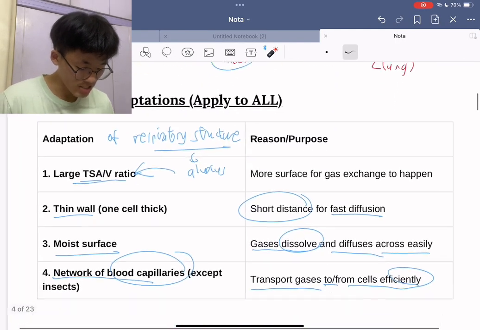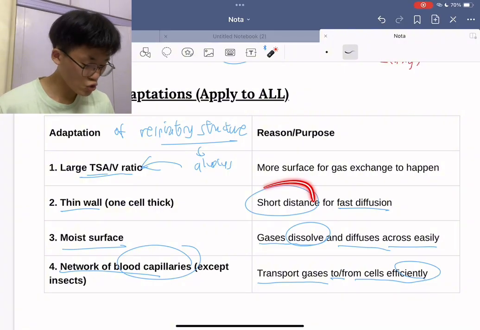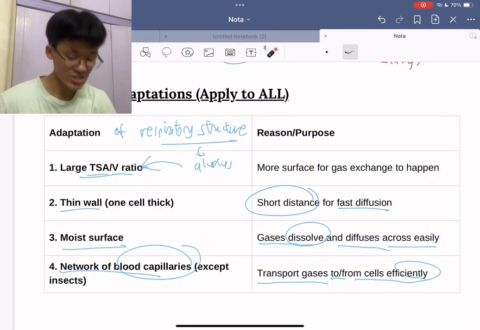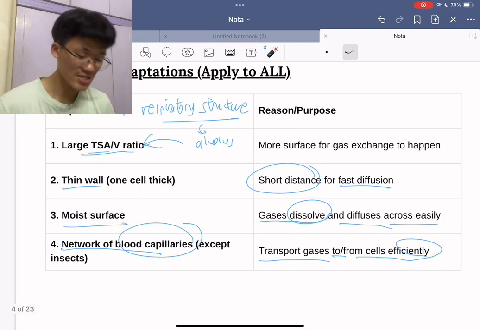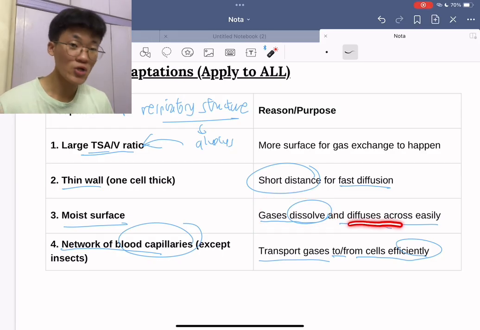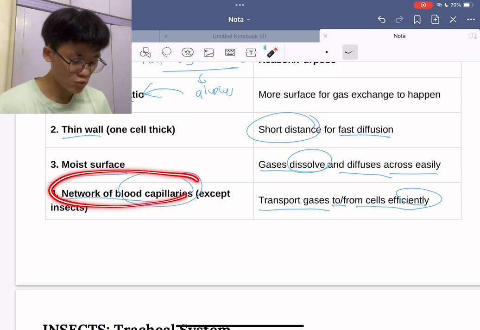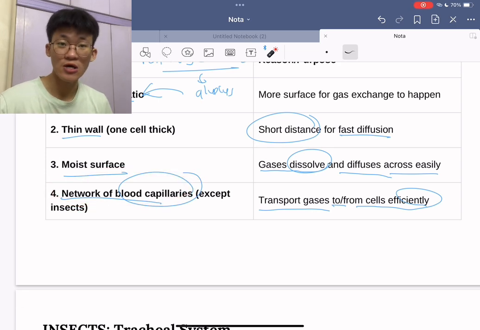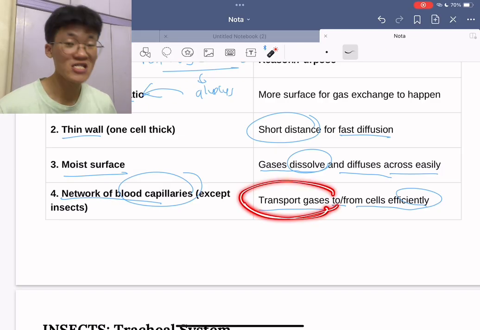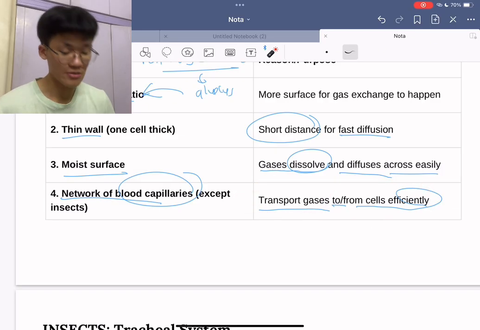The alveolus also has a thin wall, one cell thick. For what? A short distance to diffuse across. And a moist surface. For what? For gases to dissolve and diffuse across easily. And the alveolus also has a network of blood capillaries, as you have seen in the previous video. For what? For transportation of gases to the whole body cells efficiently.